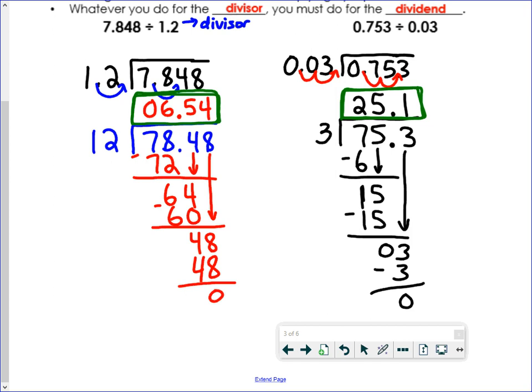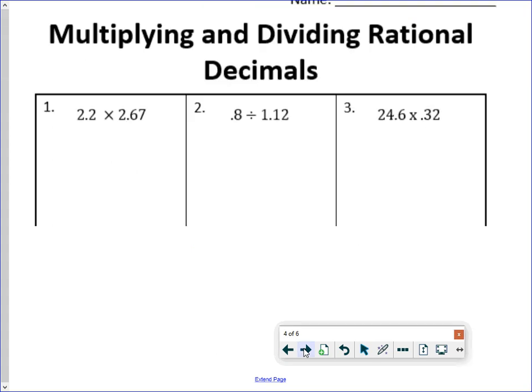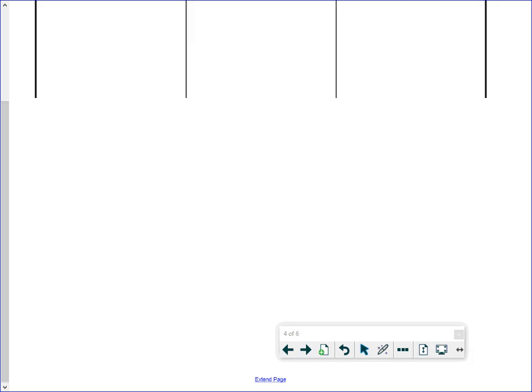So to review, just make sure that you remove the decimal point from the divisor so that you have a whole number, and it'll make it a lot easier for you. So now let's go ahead and practice some problems here. I'm just going to walk through these fairly quickly. Remember, pause it or rewind if you need any help.